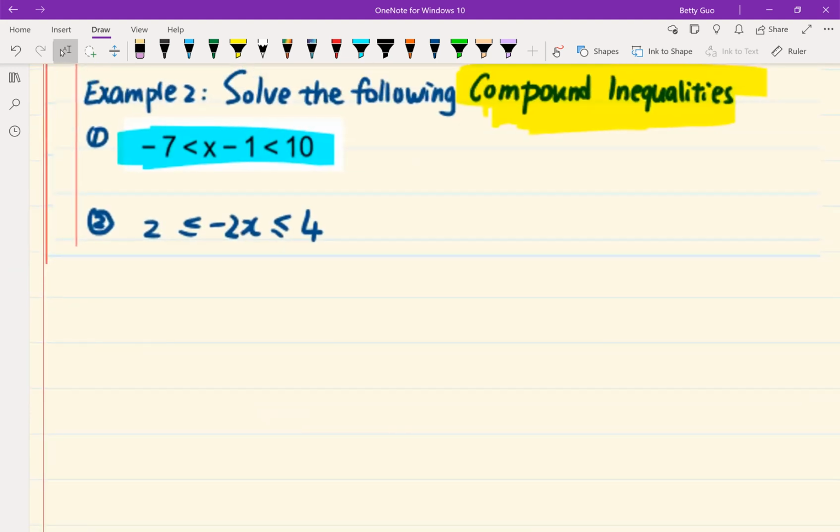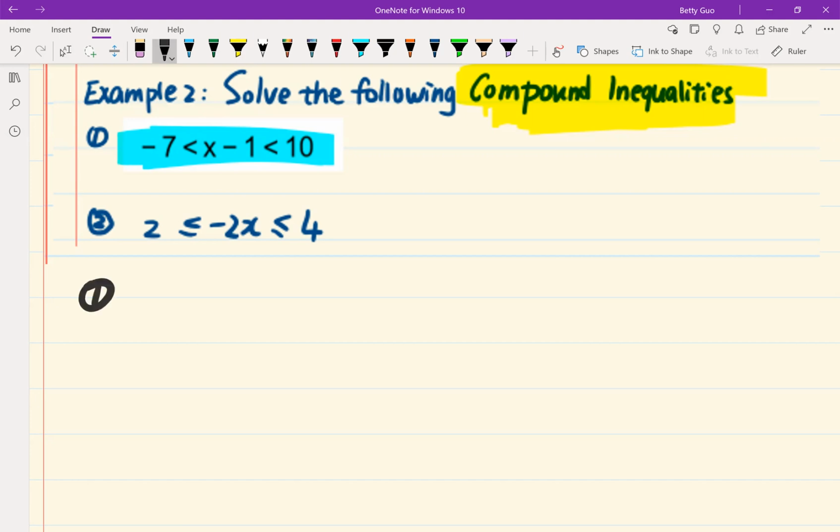Number 1, negative 7 is less than x minus 1 is less than 10. Number 2, 2 is less than or equal to negative 2x, less than or equal to 4. Yeah, this is special. What's special? Look at the first inequality. We do one at a time.